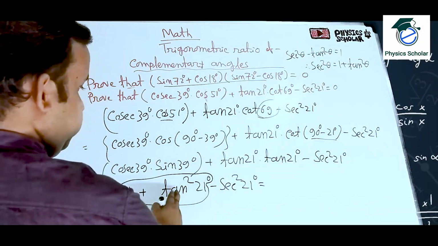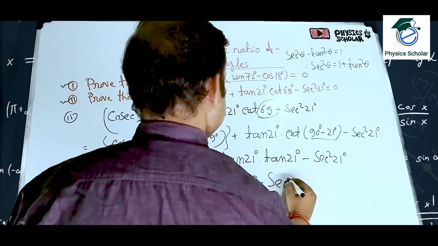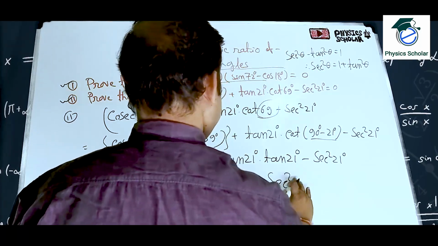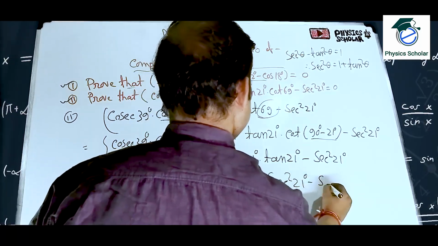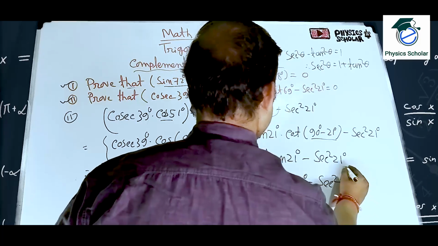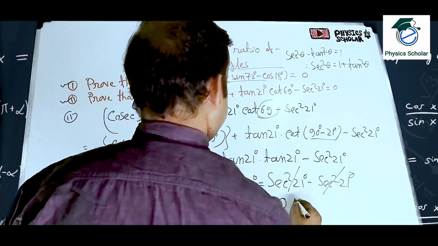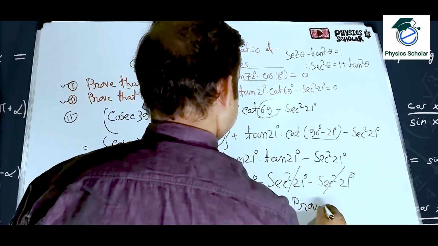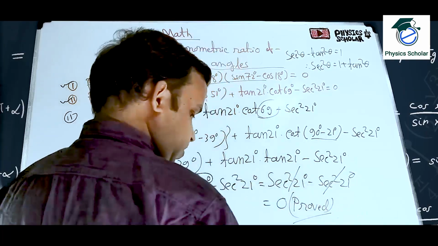So instead of 1 plus tan square theta, what can we write? Sec square theta. So here it is sec square 21 degree minus sec square 21 degree. This will be cancelled, so it will be 0. Proved. Clear? So very easy sum.